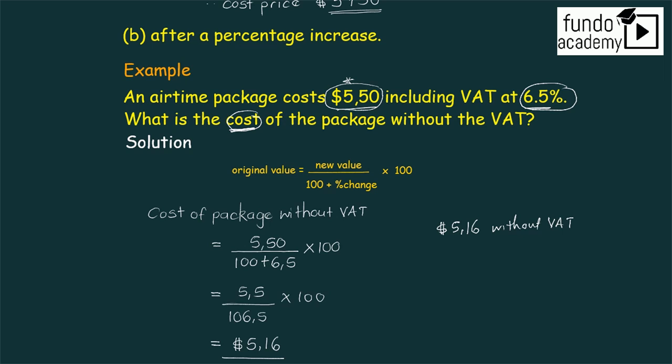And remember, we had $5.50 with VAT of 6.5%. So what we have just done is we have moved from this $5.50, which is a 6.5% increase, and we've moved back to the original value, that is $5.16, that is the cost without the value added tax. Right, so this is just what we have done. So this is how we calculate the original value after there's been a percentage increase.